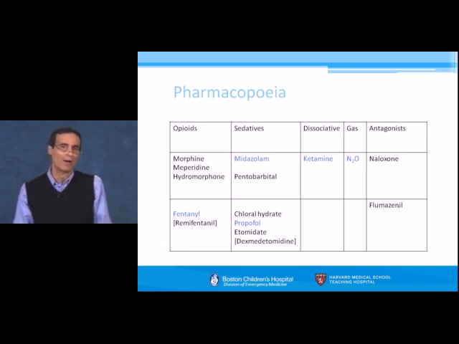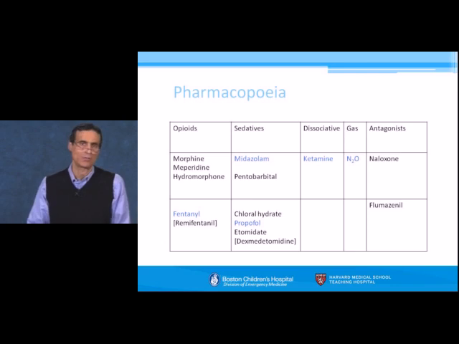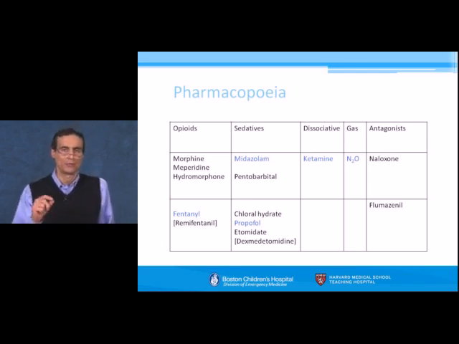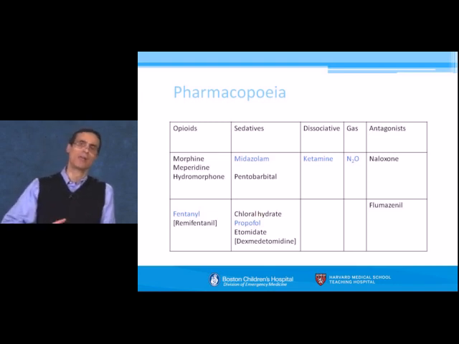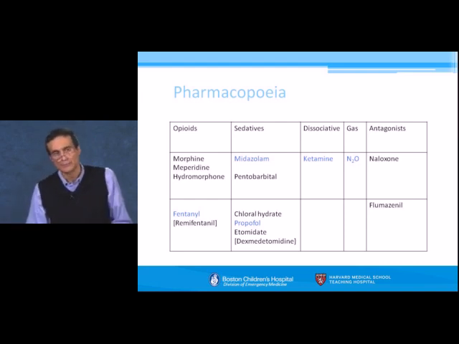So our ideal goal is to match the drug to the procedure time. If you have a 5-minute procedure, you'd like to have the onset be rapid, and the offset or the duration be relatively short, so you don't have a 5-minute procedure, then a very long recovery period.